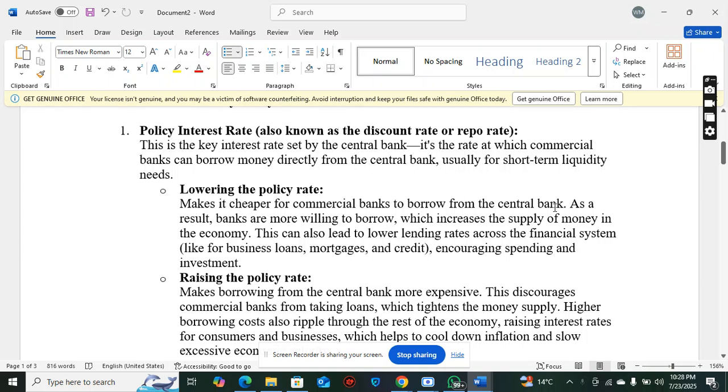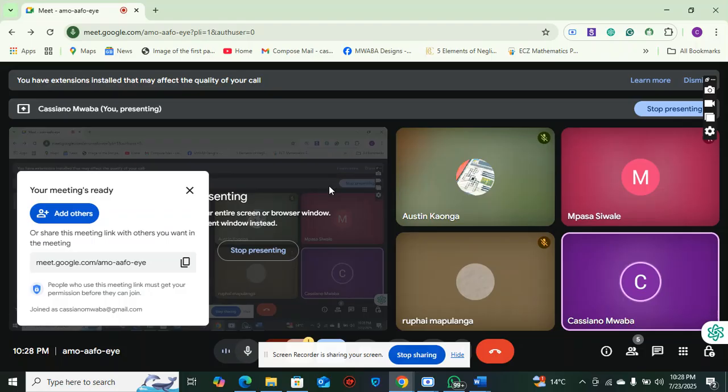All right, the first one is the policy interest rate or the discount rate. This is the interest rate that the central bank charges commercial banks to borrow from. The commercial bank wants to borrow from the central bank. Obviously, there will be some interest. It's not going to be for free. It's also called the discount rate. So the discount rate or the policy interest rate is the first tool that can be used.